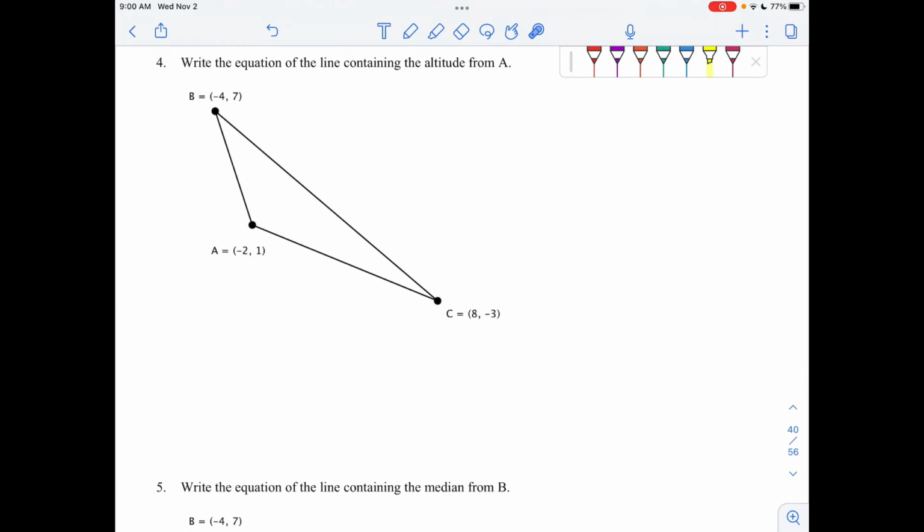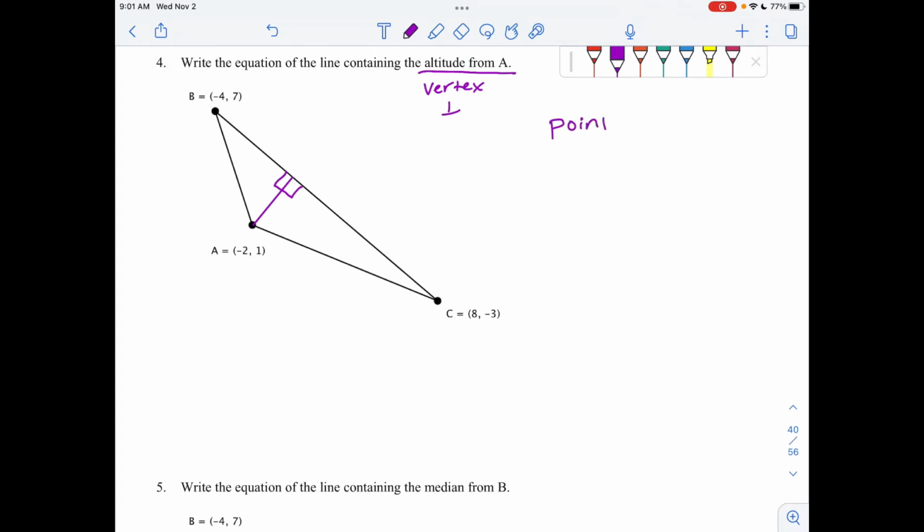Okay, so now we switched gears into a little bit of coordinate practice. This question asks us to find the altitude from A. I know that an altitude connects a vertex perpendicular to the other side. So I am going to start at A, and I'm going to draw a perpendicular to the other side as best as I can. It doesn't have to be perfect, but I draw my altitude in, and that's going to help me set up my equation.